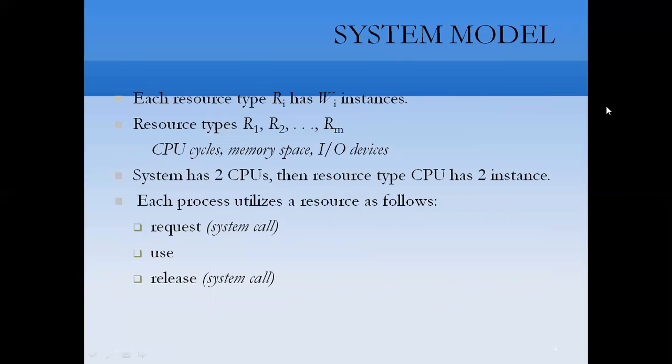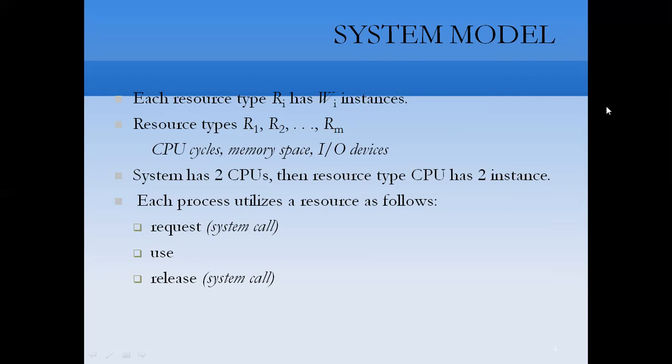Firstly, a system consists of a finite number of resources to be distributed among a number of competing processes. The resources are partitioned into several types, each consisting of some number of identical instances. Memory space, CPU cycles, files, and input-output devices like printers and DVD drives are examples of resource types.